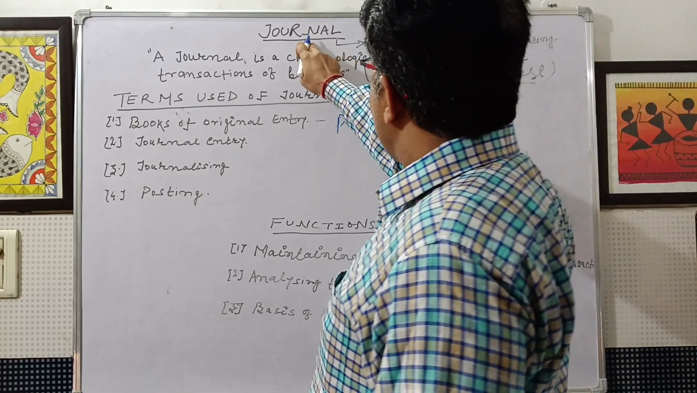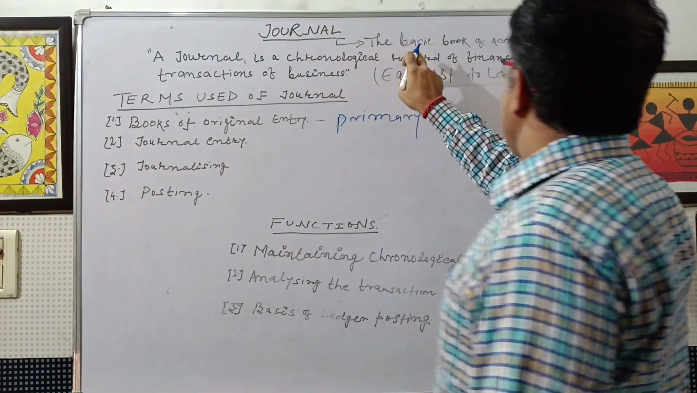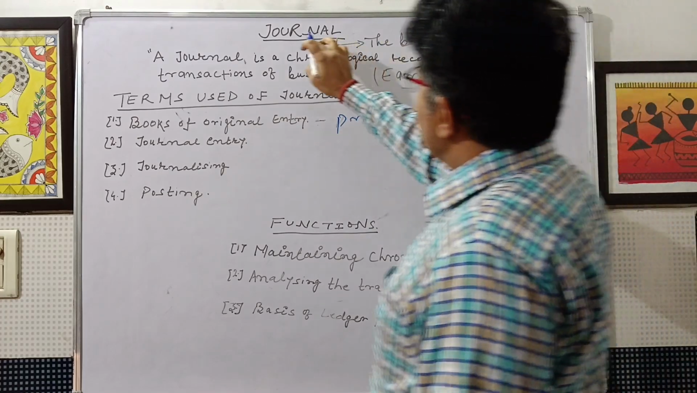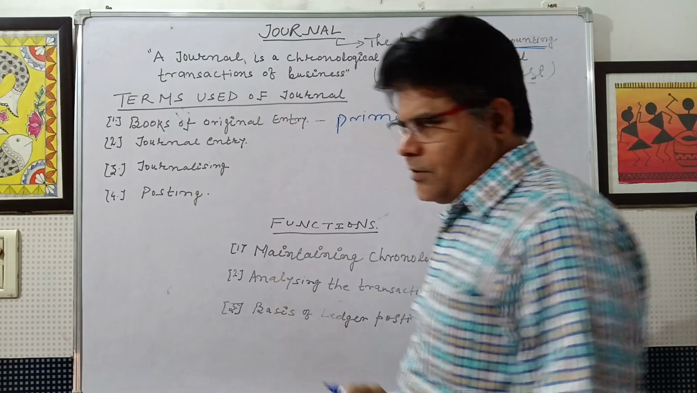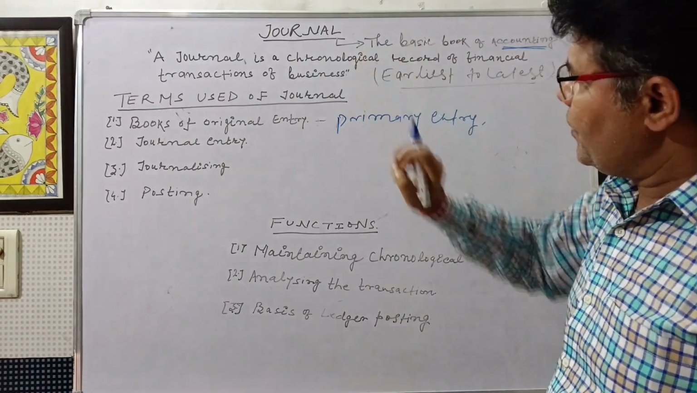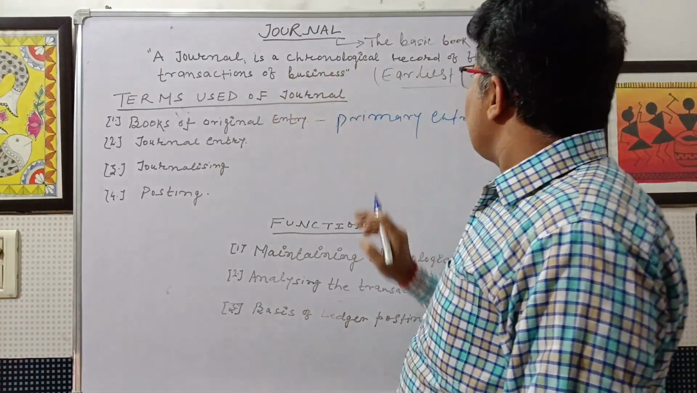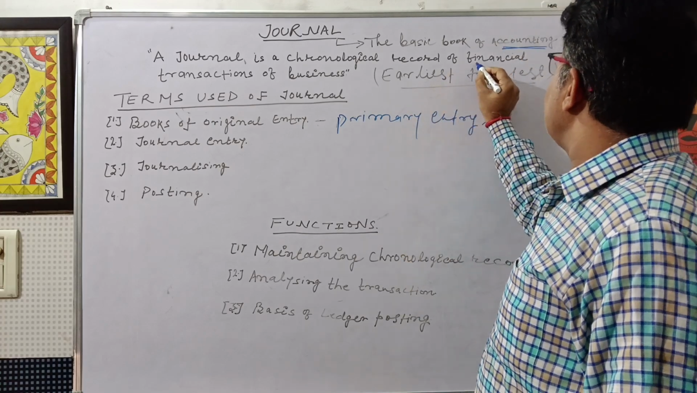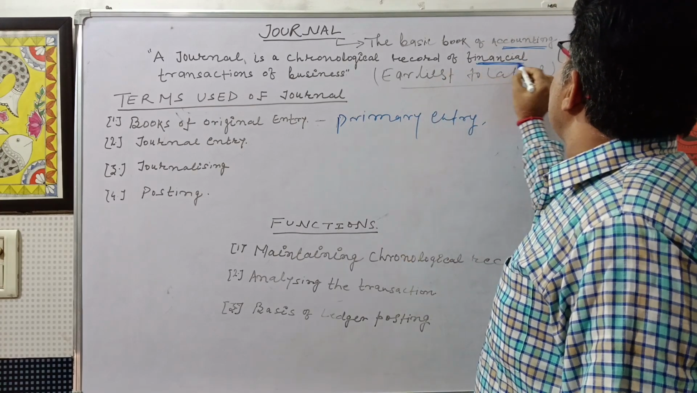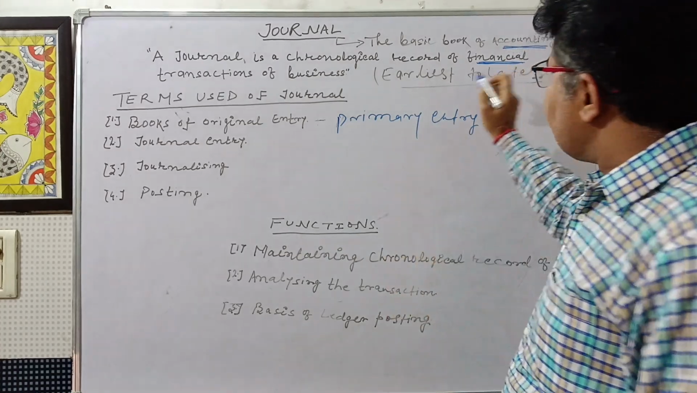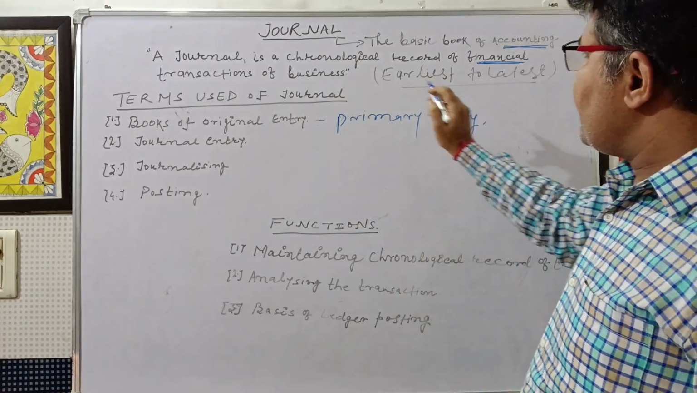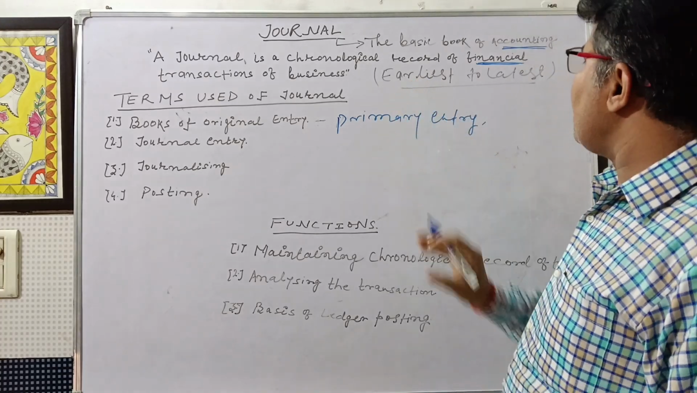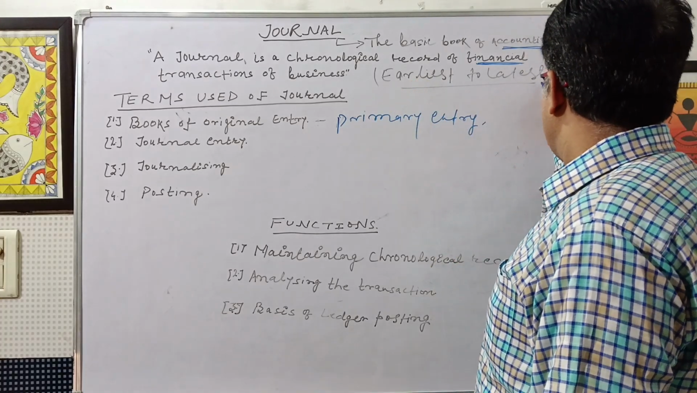So what is journal? Journal is the basic books of accounting. It means journal is the part of accounting. A journal is a chronological record of financial transactions of the business. जितने भी फाइनेंस से रिलेटेड ट्रांजैक्शन होगा उसे हम जर्नल में रिकॉर्ड करेंगे और उसको क्रोनोलॉजिकल ऑर्डर में करेंगे, अर्लीस्ट टू लेटेस्ट.